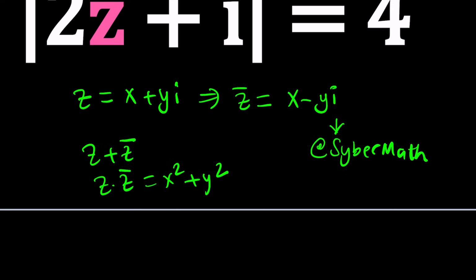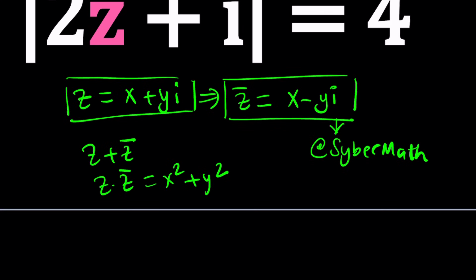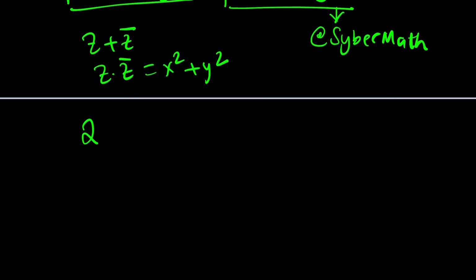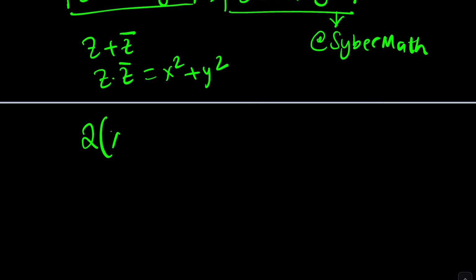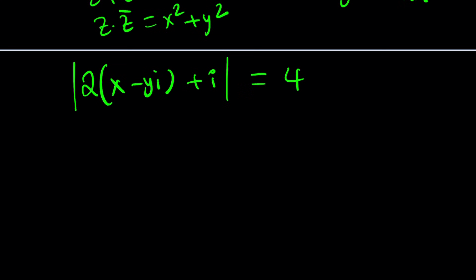Okay, great. So let's see how we can use this information to solve this problem. If we don't have a z in the equation, that's perfectly fine. Our goal is to replace z bar with something we can work with. And then at the end, we're going to find an equation, and that equation, that curve, whatever function, represents our locus. So we're going to replace z bar with x minus yi, add i to it, and then take the absolute value, and we want this to equal 4. Easy, right? You just replace z with x plus yi, z bar with x minus yi, and so forth. Great, let's simplify this.